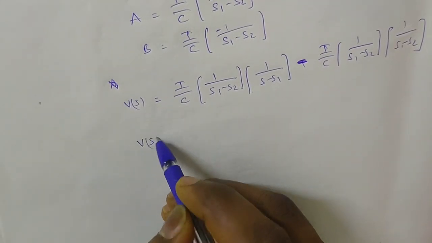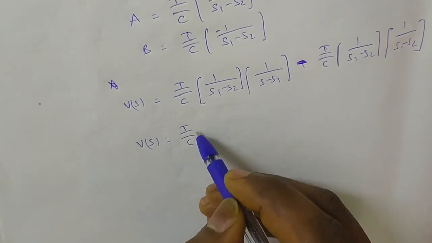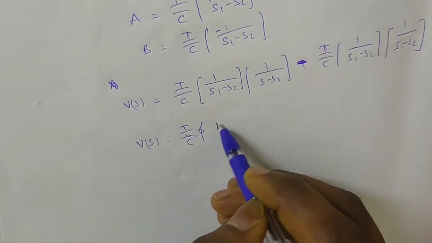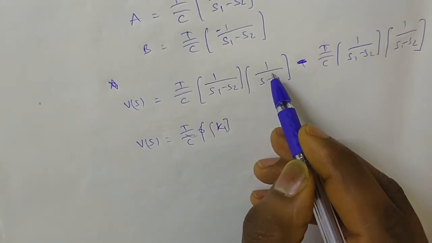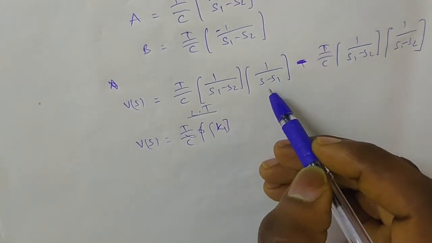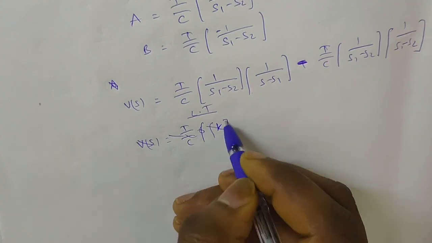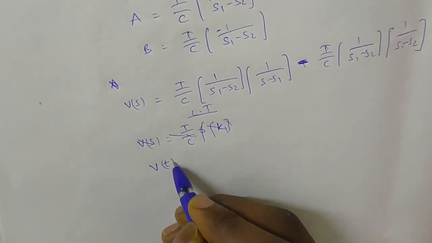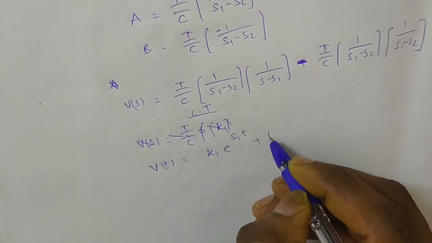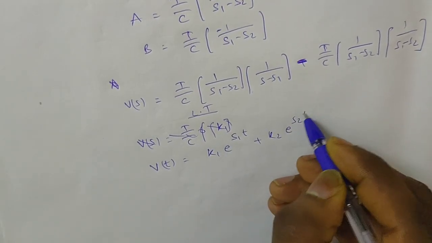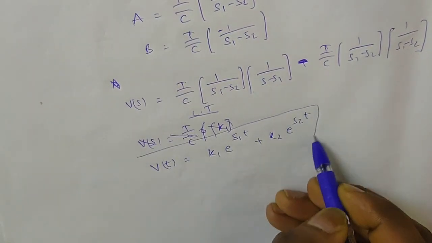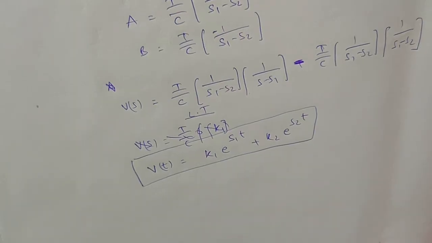So from this, V of s will be written as 1 by C into, we can write this term as a constant k1, and the other as k2. Applying Laplace transform on both sides, V of t will be k1 e power s1t plus k2 e power s2t. This is the voltage equation.